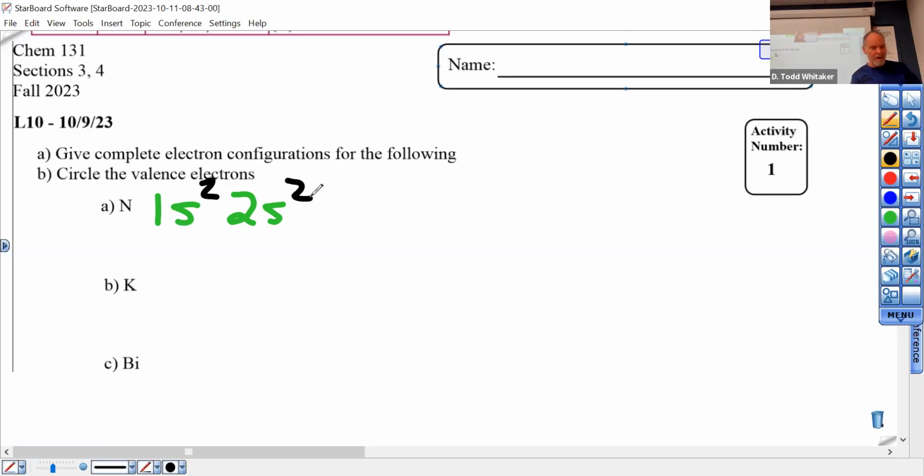5. Where's the next electron go if you were boron? 2p. Note to self, the number in front of S and the number in front of P in a row always match. Okay? So if you wrote 2S in the second row, you better have 2P right after that. Okay?